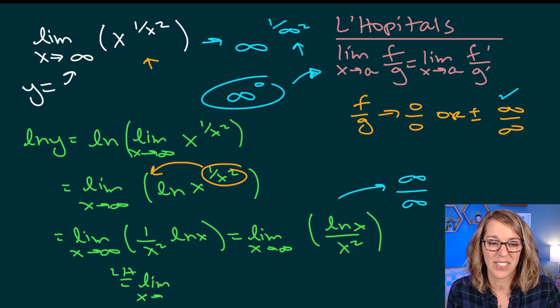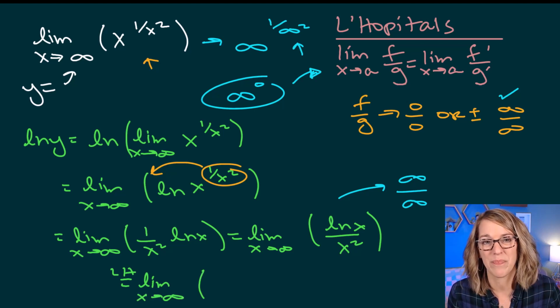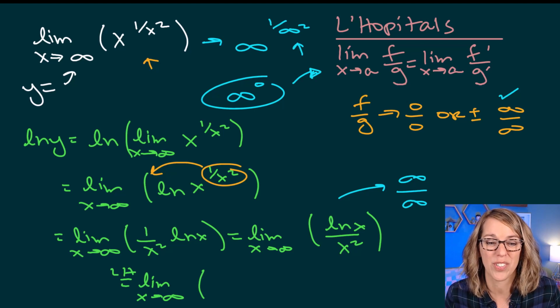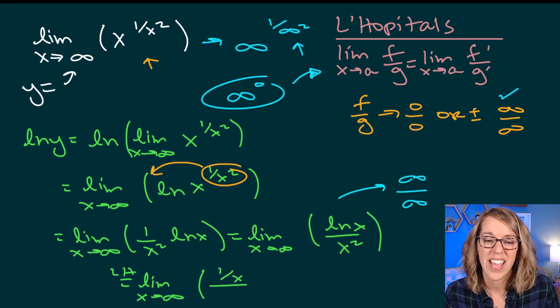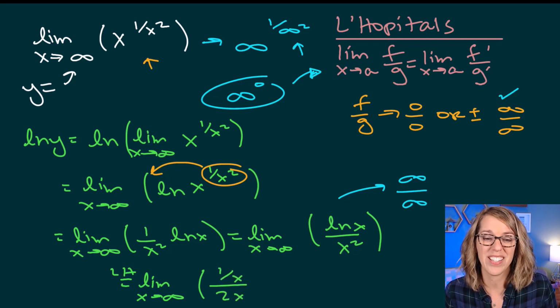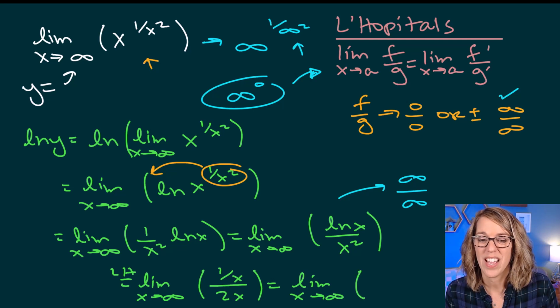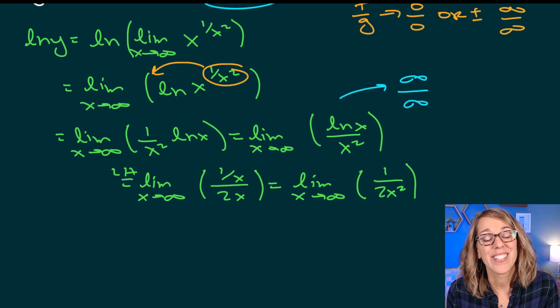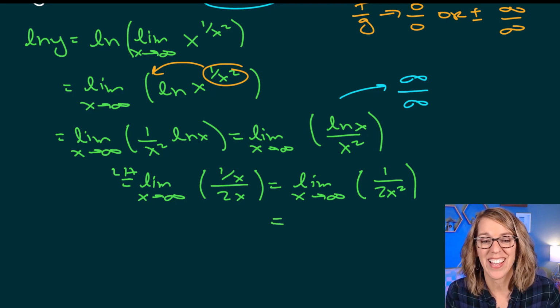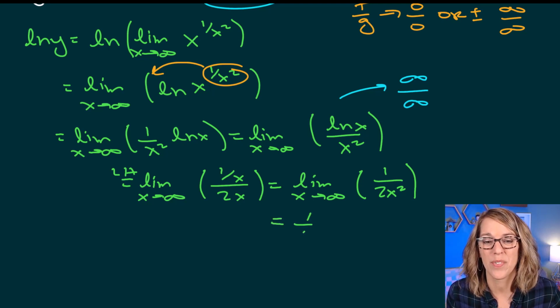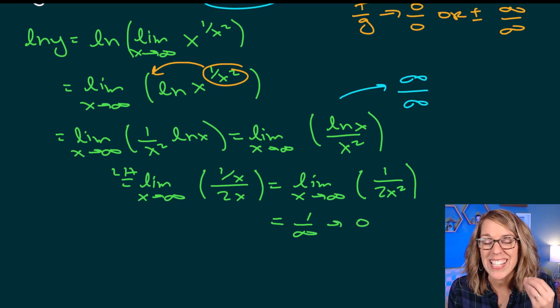Back to my limit. So limit as x approaches infinity, the derivative of the natural log is a 1 over x, and the derivative of x squared is a 2x. So as I simplify that down, x approaches infinity, I get a 1 over 2x squared. As I substitute infinity in, I analyze this and I end up with 1 over infinity, which goes to 0. But it is not the original limit that I was looking for.